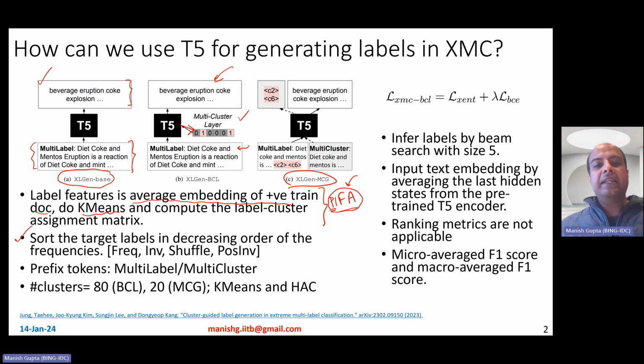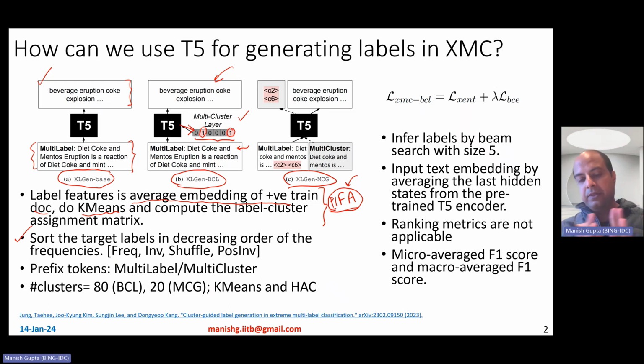Okay. So let's say we had 6 different clusters, I mean, if the data set was very small and you just had 6 clusters, then maybe the labels that you have belong to these two clusters. So the labels could belong to multiple clusters, and therefore you have ones in those places, but clusters to which these relevant labels don't belong have zeros here in this vector. Okay. So XLGen BCL is the second-level setup, a multitask learning setup where you're basically trying to predict both the labels as well as label clusters.